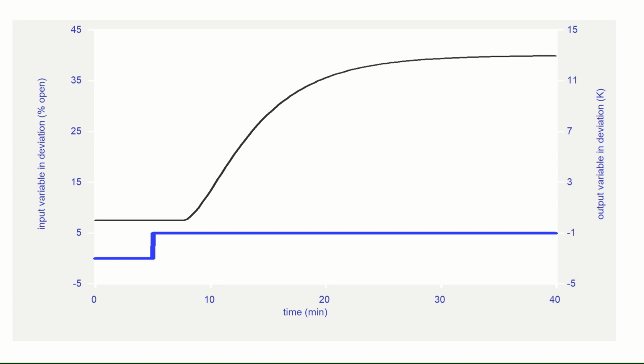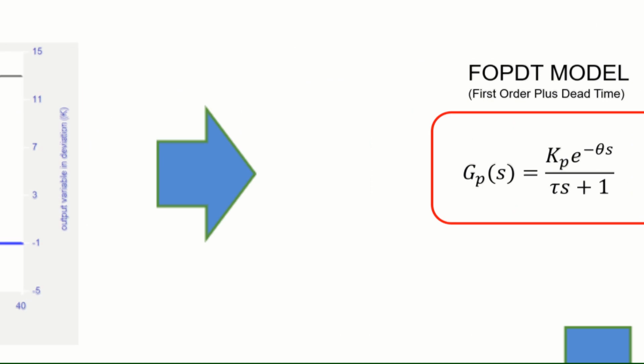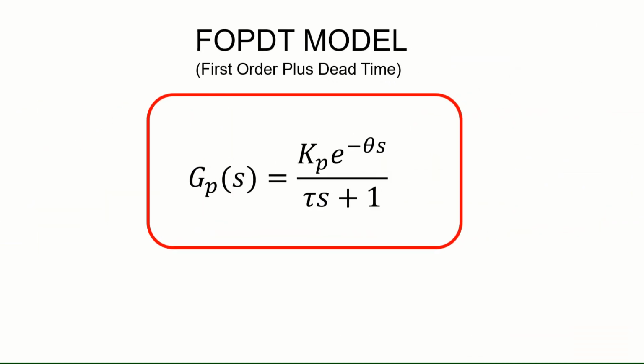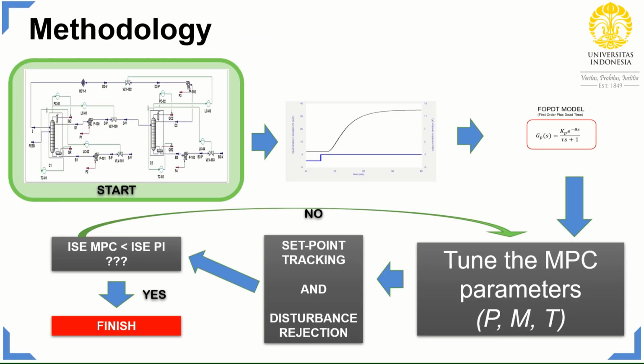After that, we make a process reaction curve. This curve shows the interaction between input and output in every controller. Based on this curve, we can make a model that is used to design an MPC. Based on that curve, we can build a simple first order plus dead time, or FOPDT, model. This model is very crucial when we design the MPC because it will affect the accuracy of the MPC in making a control action. After that, we tune the MPC parameters to get an optimum performance and to compare which controller gives a better performance.